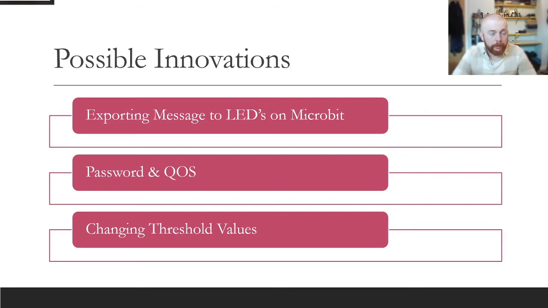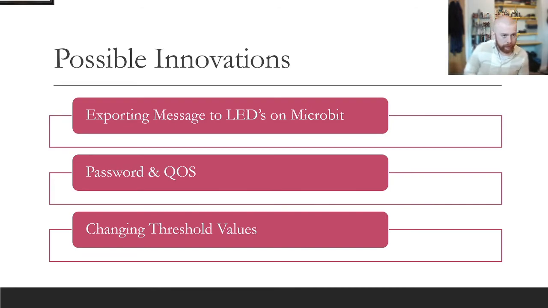So here are some possible innovations that can be done. None of these are actually implemented in my code. Unfortunately, I don't have the time. A lot of debugging has to be done, and other assignments, you know yourself. One that I thought of was exporting the message to the LEDs on the actual microbit. Maybe if the message was hello world, the LEDs would light up an H, then an E, then an L, then an L. It could do anything like that with the message that's being sent in.